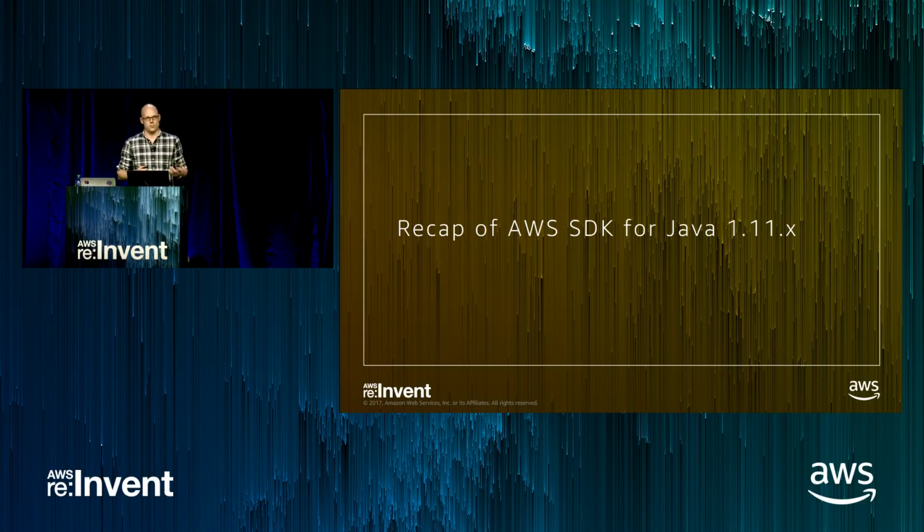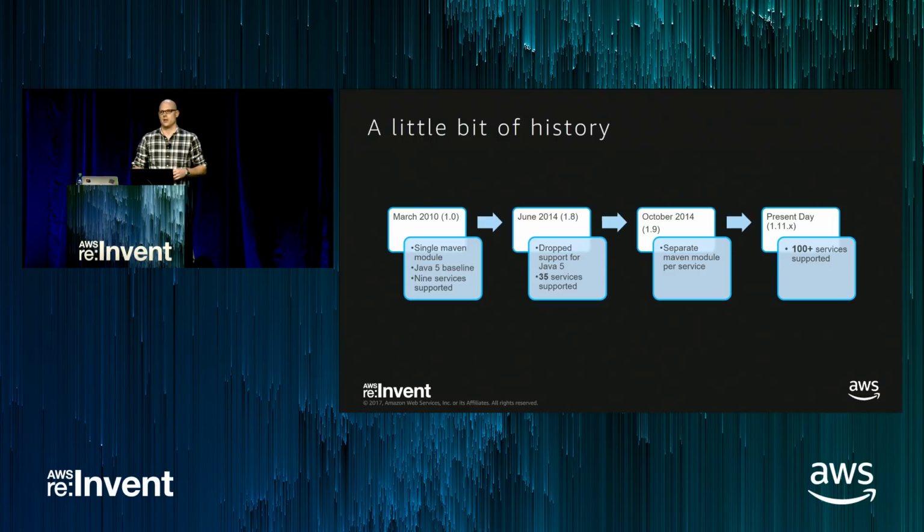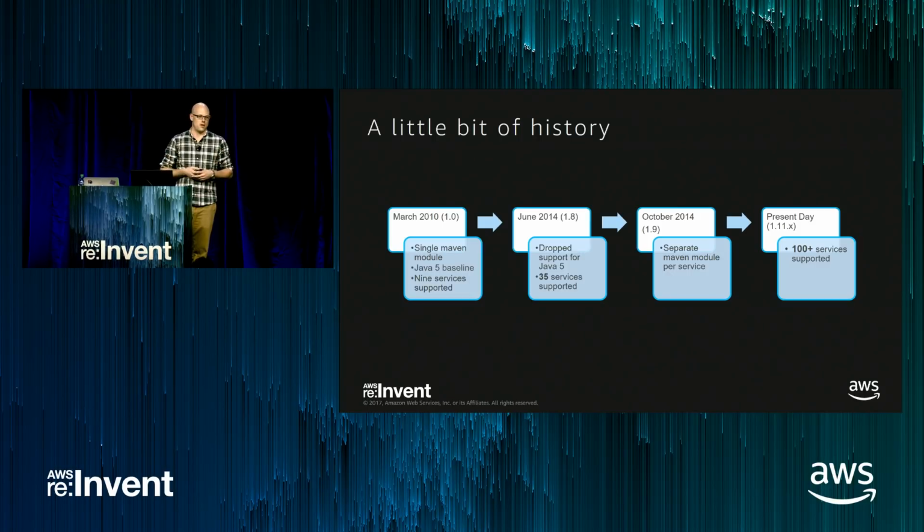It's open source, it's available on GitHub, and by way of a little bit of history, we released the first version of the AWS SDK for Java back in March 2010. At that time, it was a single Maven module. We supported 9 services, so we exposed the APIs of 9 services in Java bindings, and then over the years, we've developed it, added new services, of course.